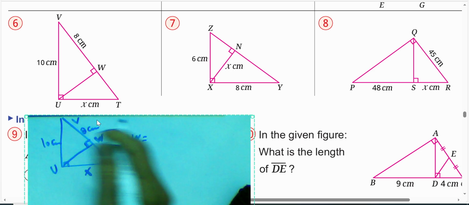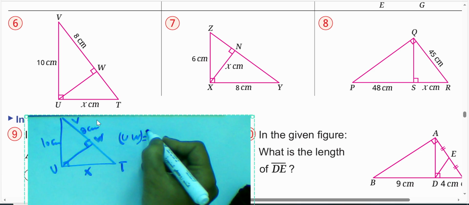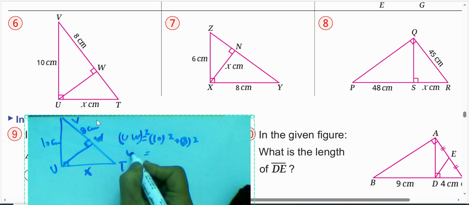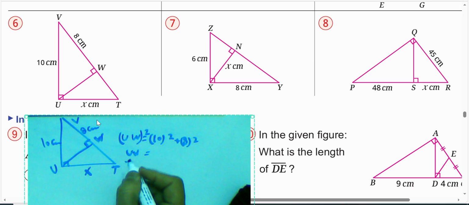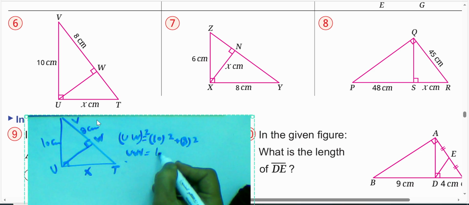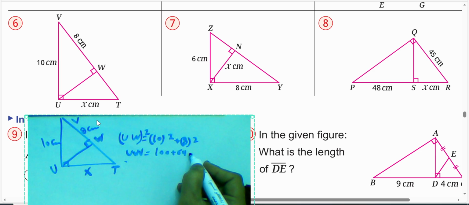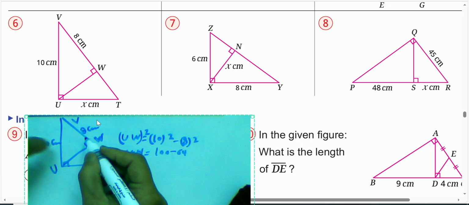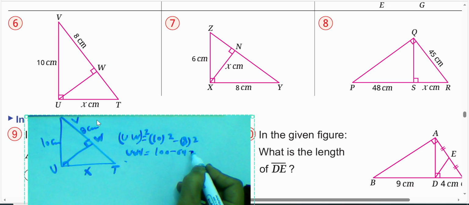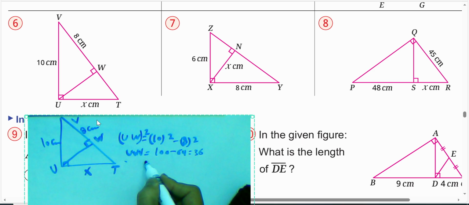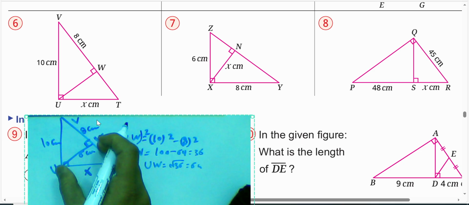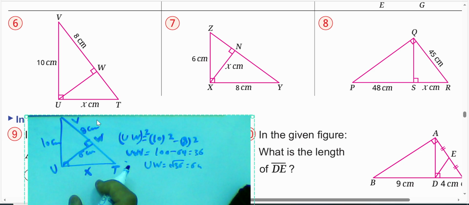Okay, write 10 power 2. UW power 2 equal 10 power 2 plus 8 power 2. Then UW equal 100 plus 64. Sorry, subtract, because this line segment is a side and here is the hypotenuse. 10 power 2 subtract 8 power 2, the result will be 36. Then UW will be 6 centimeter. Then this line segment here will be 6 centimeter, UW. I want to find x now.